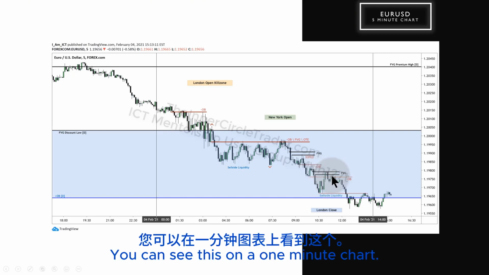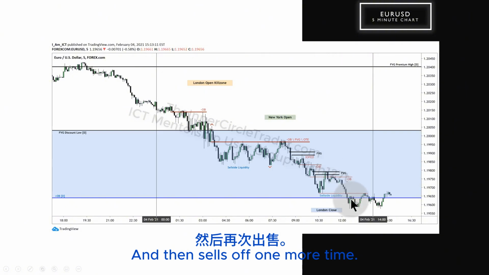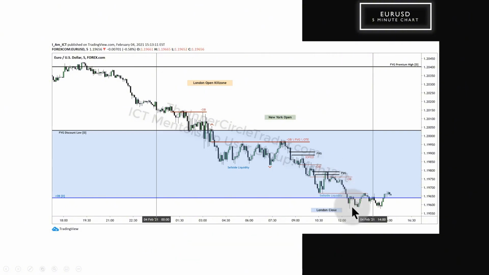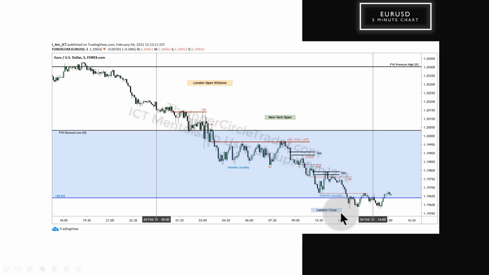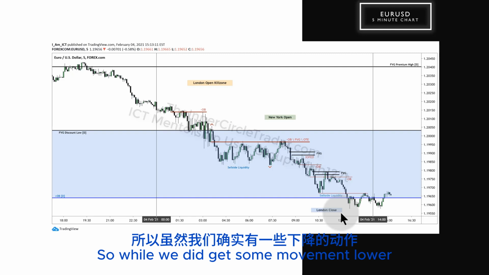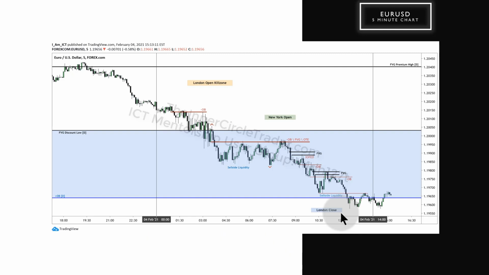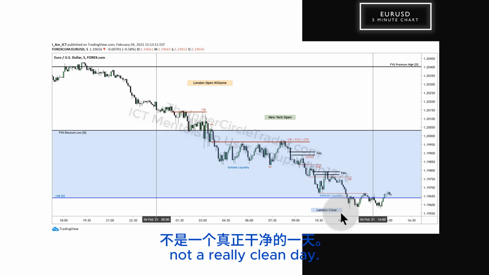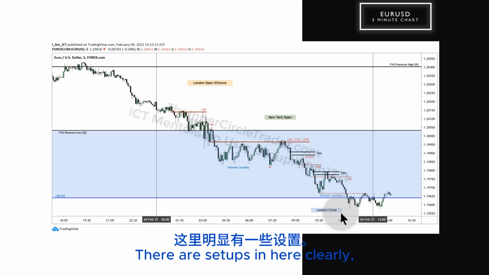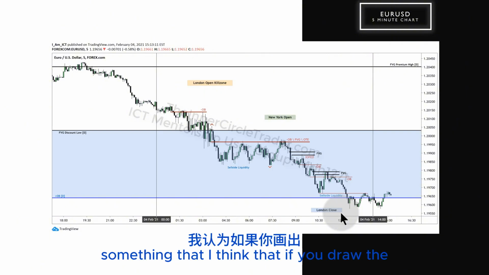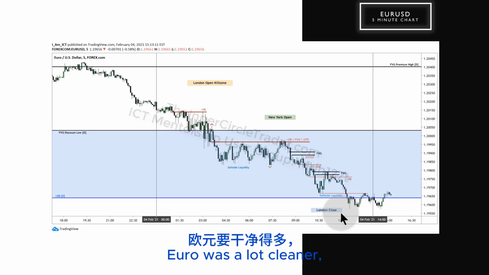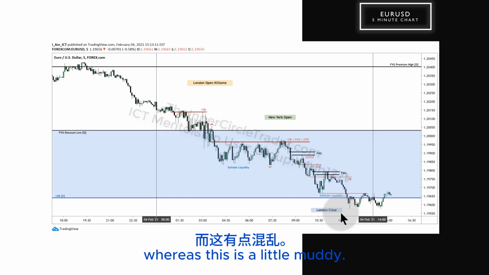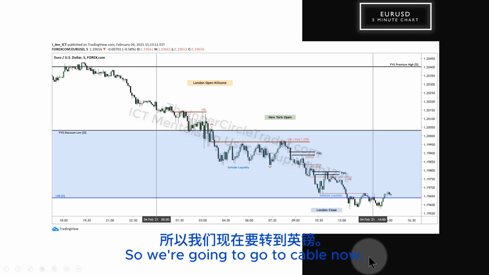You can see this on a 1 minute chart, and then it sells off one more time, attacking the sell side liquidity. Again, outside the scope of the typical London close time frame. So while we did get some movement lower and a higher dollar, it's just not a really clean day. There are setups in here clearly, but if you draw the comparisons between this day and the days before and earlier in the week, euro was a lot cleaner, whereas this is a little muddy. So we're going to go to cable now.